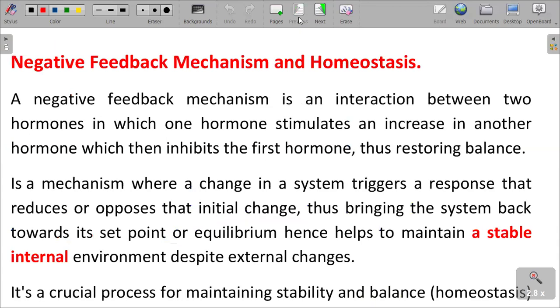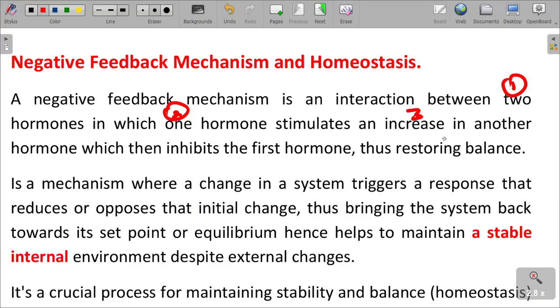So negative feedback mechanism, what is it? It is basically an interaction between two hormones. That is the one point that I want you to take note of: there are two hormones involved. One hormone stimulates an increase in another hormone, which then inhibits the first hormone, thus restoring a balance.